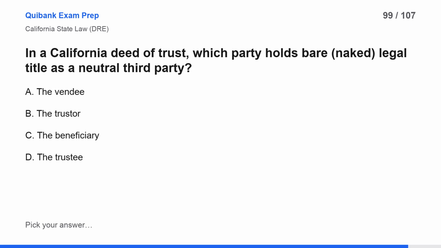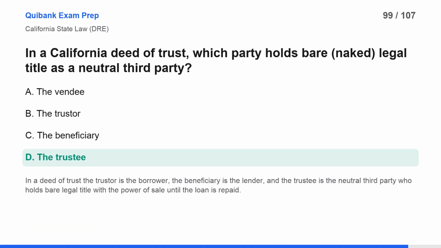Question 99. In a California deed of trust, which party holds bare-naked legal title as a neutral third party? A. The vendee. B. The trustor. C. The beneficiary. D. The trustee. The answer is D, the trustee.